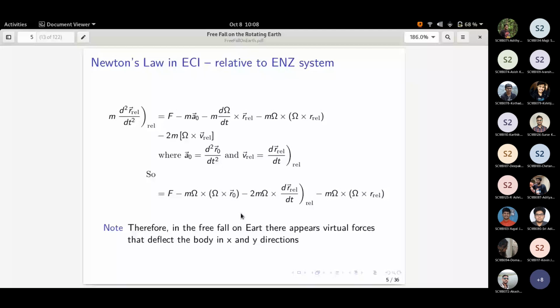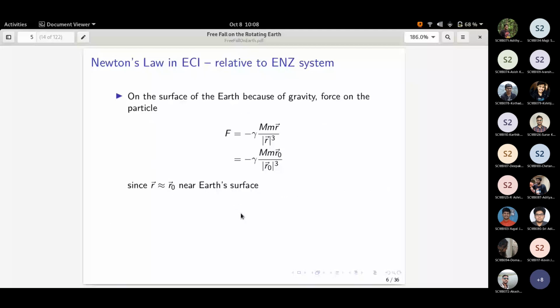On the surface of the earth, because of the gravity, the force experienced by the particle is given by this expression. Suppose the altitude of the particle is given by the position vector r, then we have to use this expression. However, if you are not flying or moving very far away from the surface of the earth, you can approximate that you are actually on the surface of the earth itself. That is 6,400 kilometers versus a few tens of kilometers.